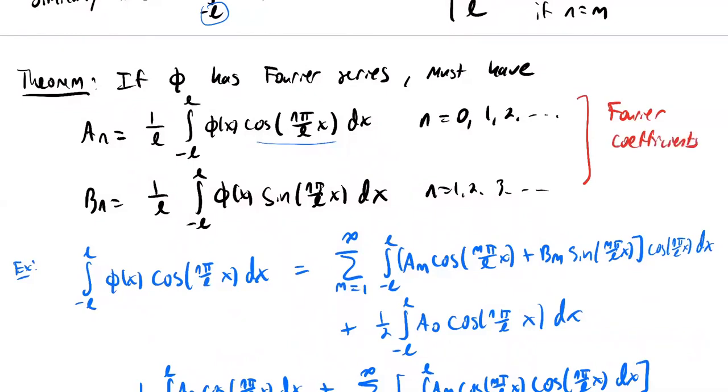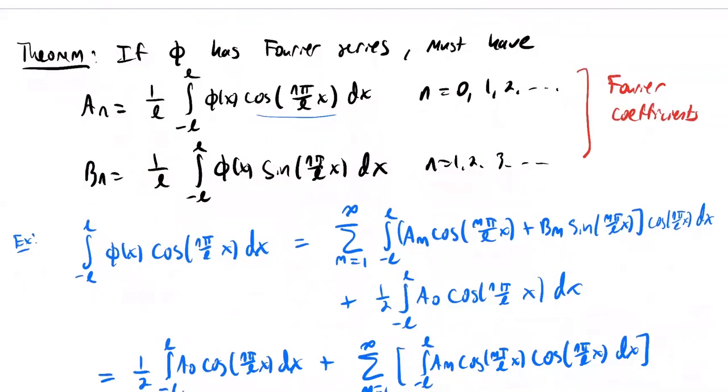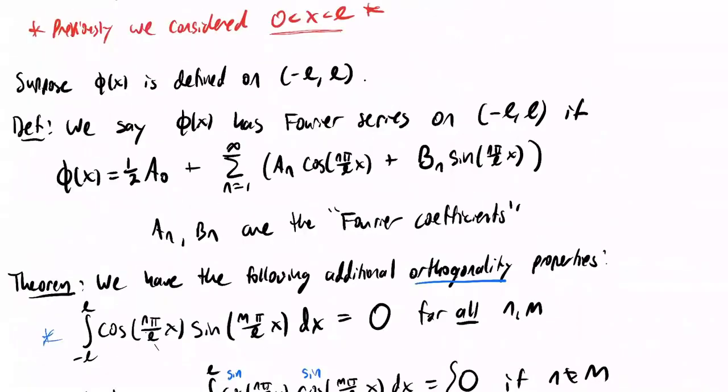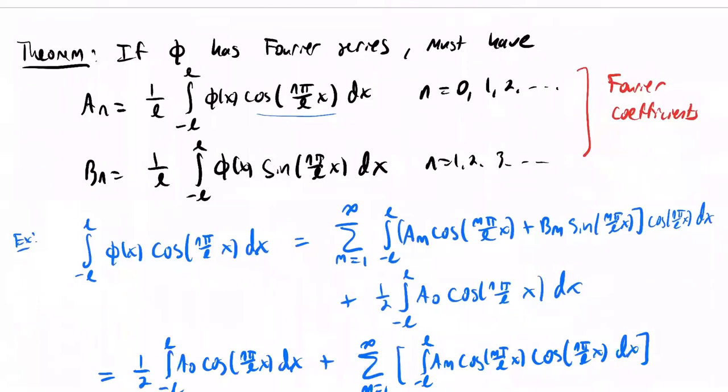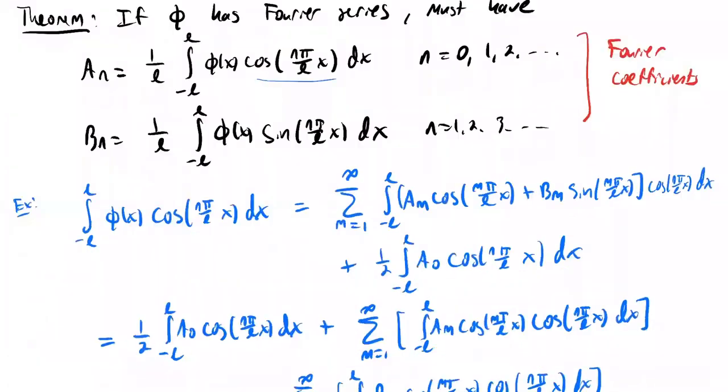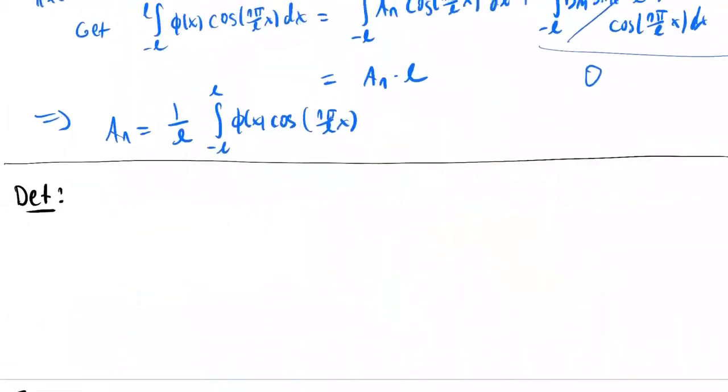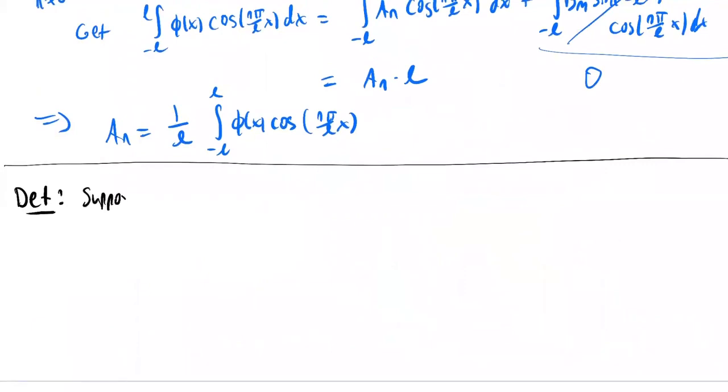Let's suppose we don't know that phi has a Fourier series. So let's say we don't know if phi is equal to this infinite sum. You can still calculate these coefficients. As long as phi is, for example, a bounded function, these integrals will always be finite. And so you can still define the Fourier coefficients even if your function phi doesn't have a Fourier series. That's what this definition will be. So suppose phi of x is any function on, say, the interval from minus L to L.